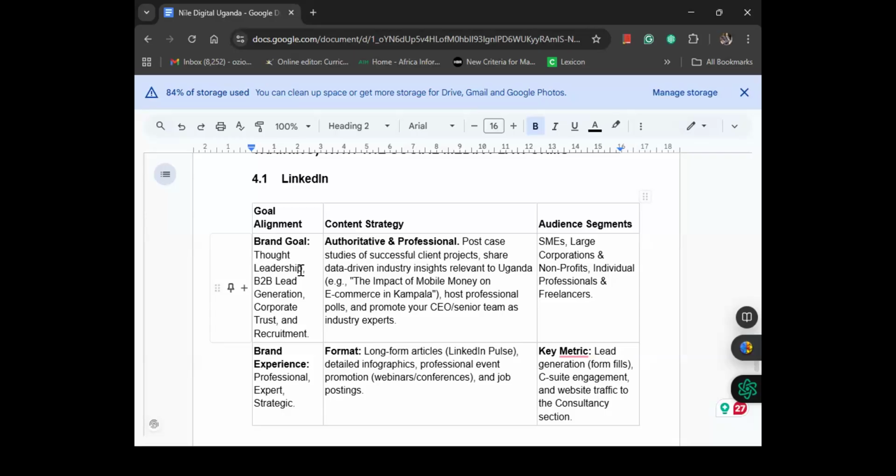So one of the ways to appear authoritative is to showcase successful clients. The clients that have worked with you. Do you get it now? The clients that have worked with you, you can also do some research. Like for instance, something like the impact of mobile money on e-commerce in Kampala. Once in a while, organizations do some studies and present their findings. Do you get it now? That is one of the ways to position yourself as a thought leader.